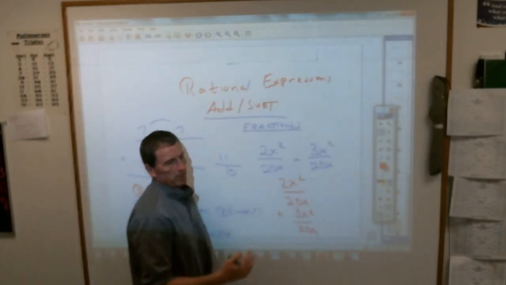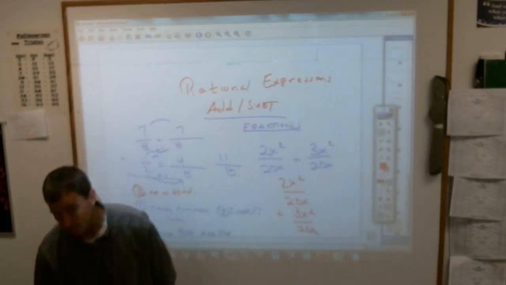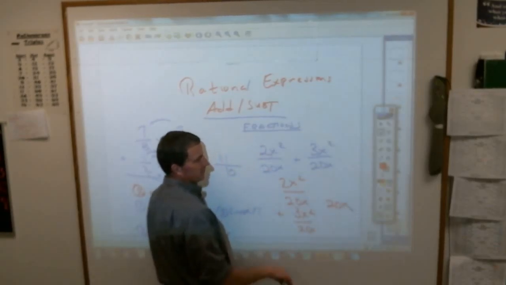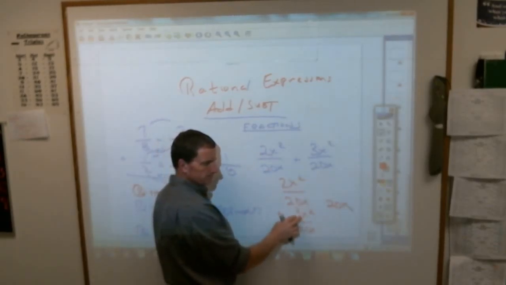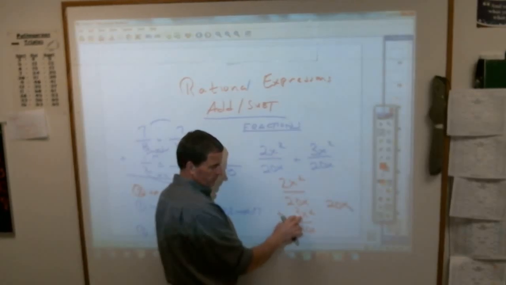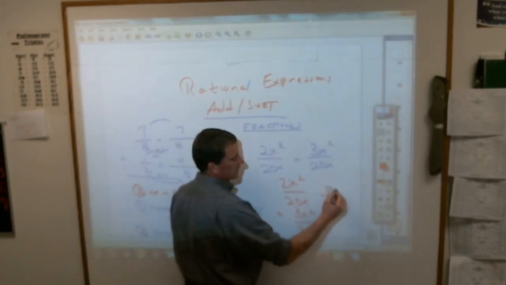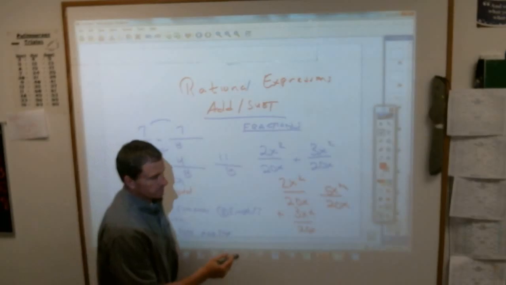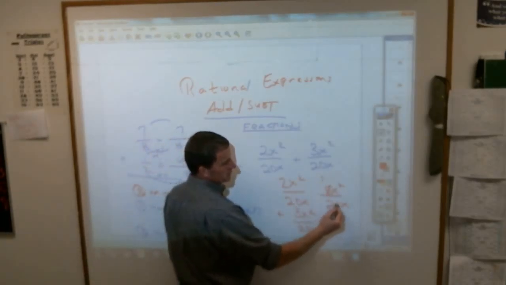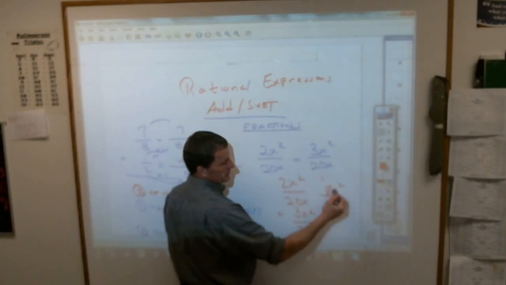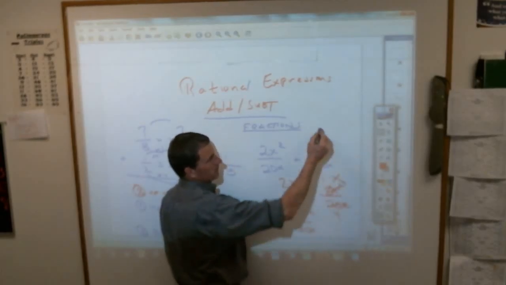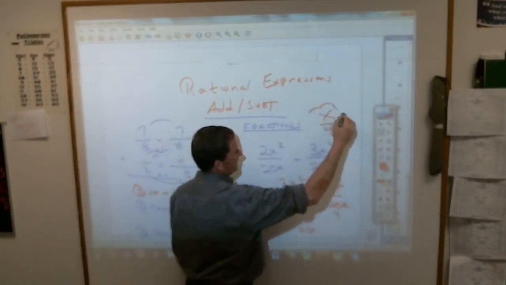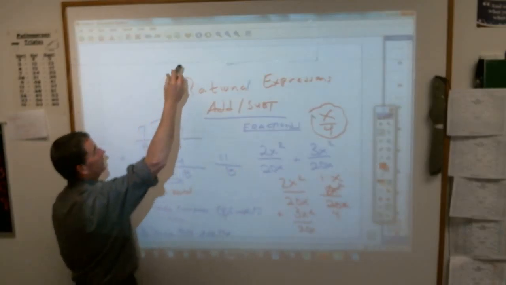What do I get when I add those together? Luckily for you right now, they have common denominators. So what's my bottom going to be? 20x. What's my top going to be? 2x squared plus 3x squared is 5x squared. And then I just need to simplify. What can I do there, Jacob? Yeah, 5 goes into 20 4 times. x goes into x squared 1 time. So I end up with x over 4, or 1x over 4. That would be the answer. That's a simple one. We shall go harder.